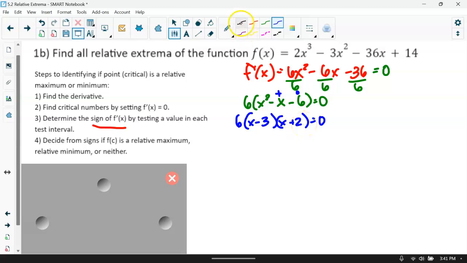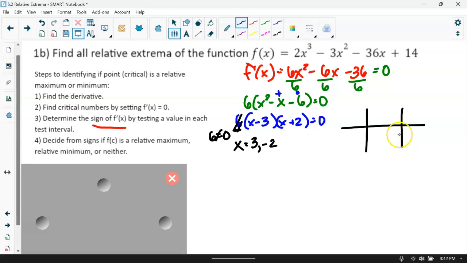So that means we have our two critical values, right? Because 6 is just by itself. It's not 6x. Is 6 equal to 0? No. So that's why this cancels out. And the only critical values we have are 3 and negative 2. So now we set up our intervals.